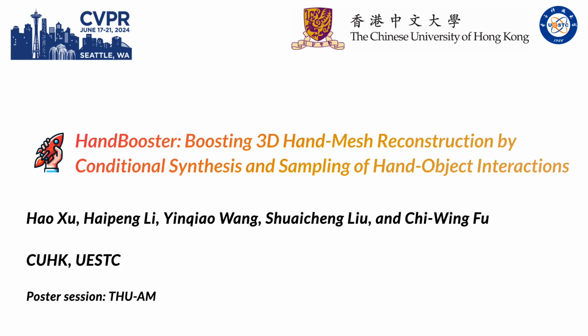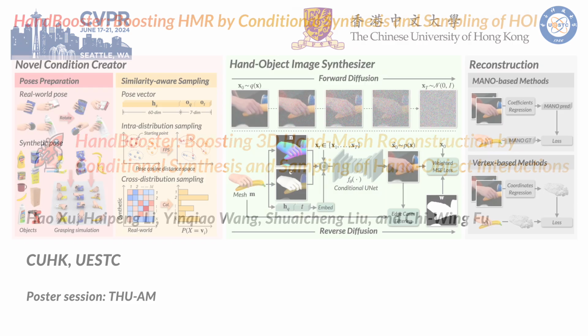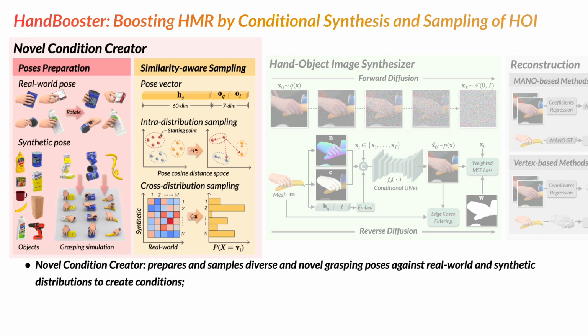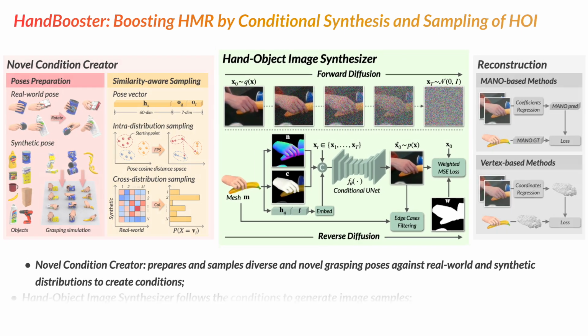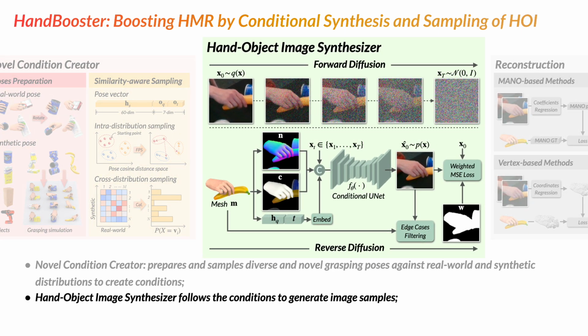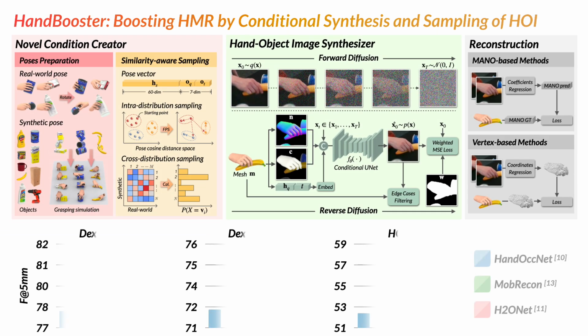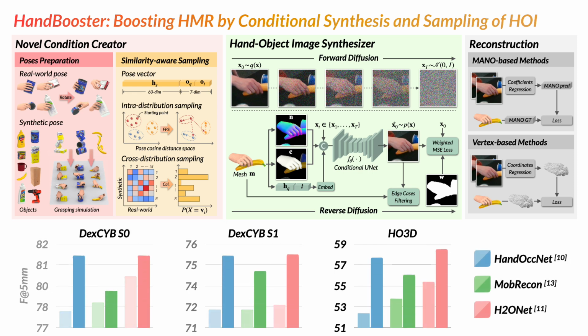In this paper, we present HandBooster, a new approach to uplift the data diversity and boost the 3D hand mesh reconstruction performance. First, we designed a novel condition creator to effectively produce realistic and diverse grasping poses. Then, we use content-aware conditions to generate realistic images with diverse hand appearances, backgrounds, and accurate annotations. Finally, our generated data is used to train several models to improve their performance. Extensive experiments show significant improvements on different baselines.